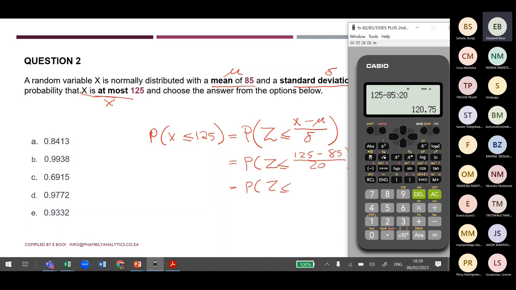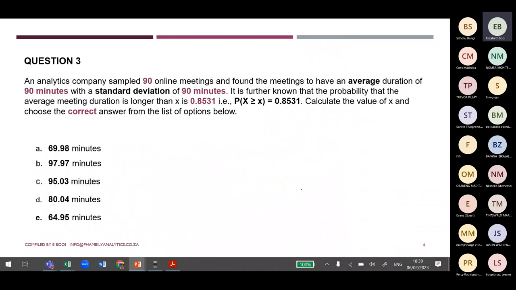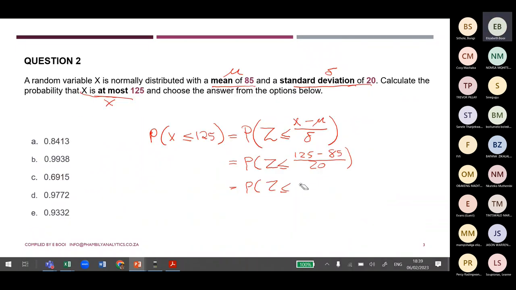So be very careful when you use your calculator. Use the equal sign as well, or brackets. The top part in the bracket divided by the bottom part. So the answer here will be 2, which is 2.00, because that's what I need.